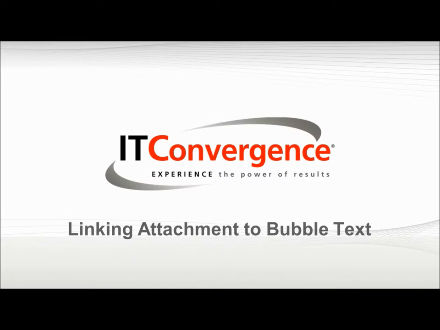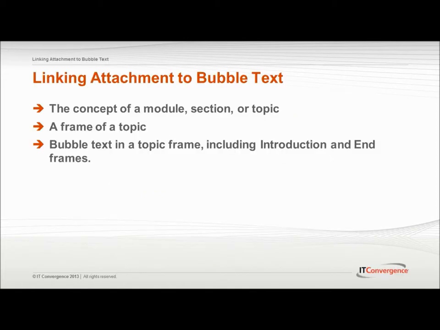This is a demonstration of how to link to an attachment from a bubble text in UPK Developer. Attachments can be linked to module, section, and topic documents to supplement the basic structure and step-by-step procedures provided by these documents. When a link has been created from a document to an attachment, the link becomes part of the parent document. In that way, links are maintained if the parent documents are moved or reused in the library.